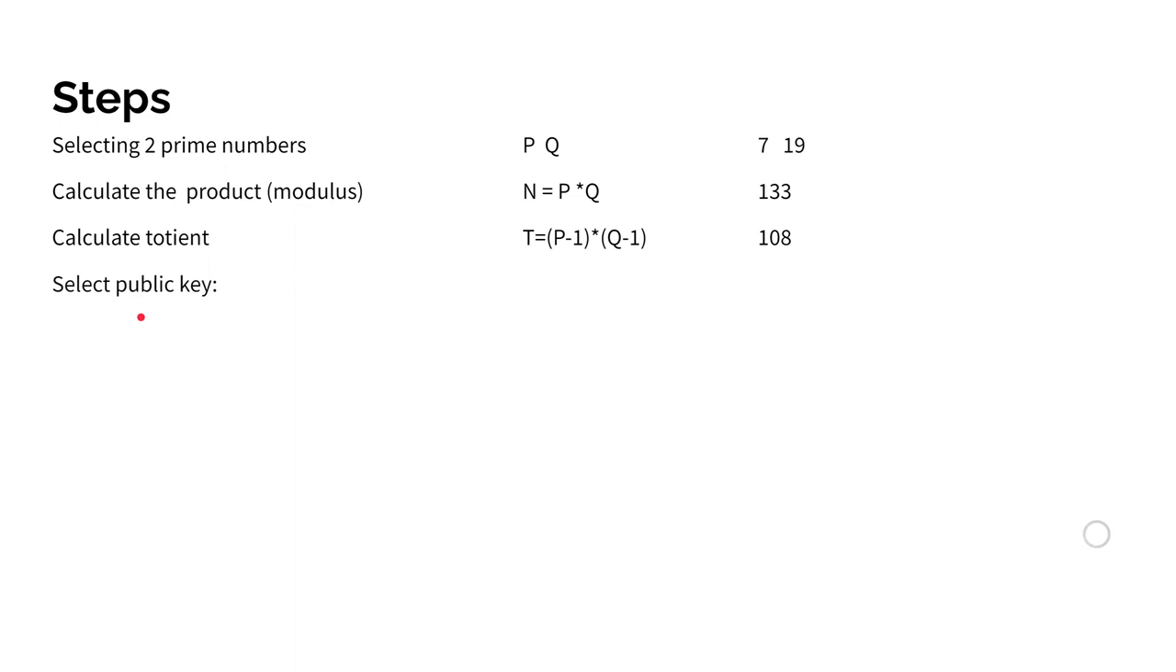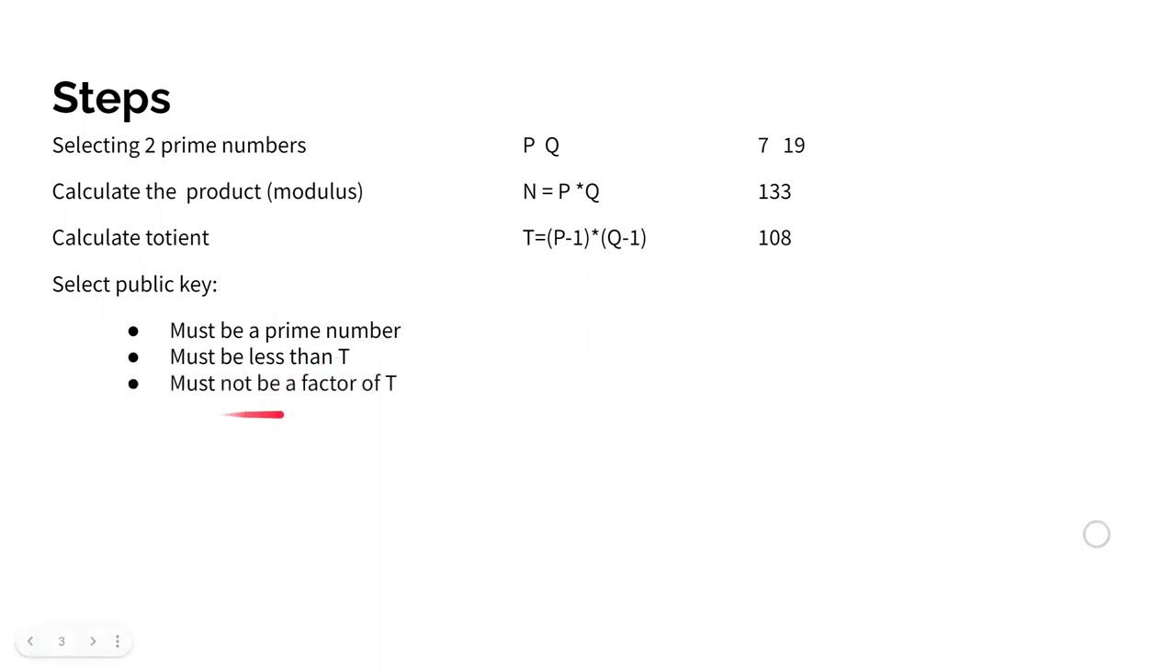And now is the time to pick the public key. There are three conditions that need to be fulfilled, and then the public key can be selected. The first one is the public key must be a prime number. Second, the public key must be less than the totient. And the last one, the public key must not be a factor of the totient. So let's find the public key. There is more than one number which fits these three conditions, but we just want to grab one of them, and we will grab 29.